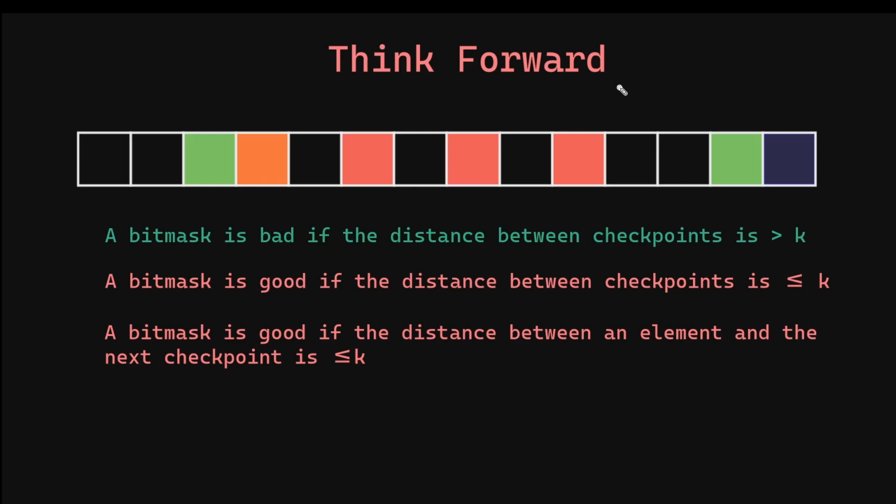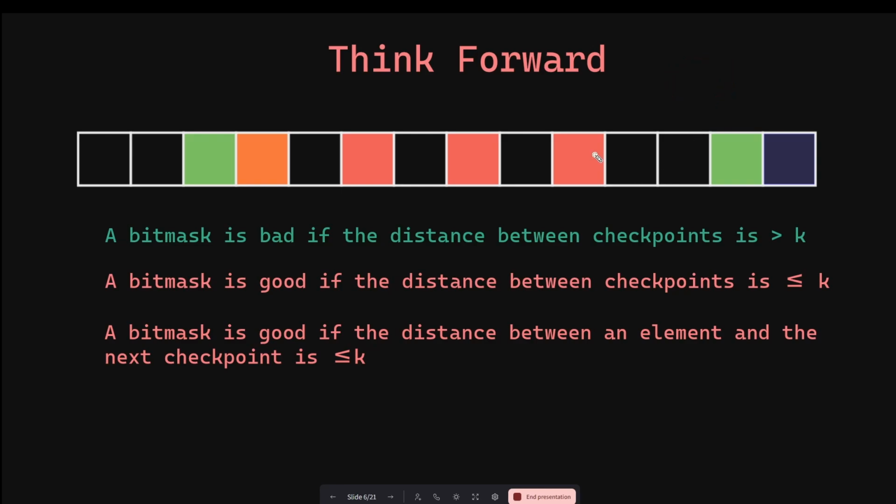When will a particular bitmask be bad? It will be bad if the distance between consecutive checkpoints is greater than k. And why is that? Because remember that you had a greedy strategy of jumping from checkpoint to checkpoint. And if you deploy that greedy strategy, then the partition that you create over here will be of size 3. But since k is equal to 2, that constraint would be violated.